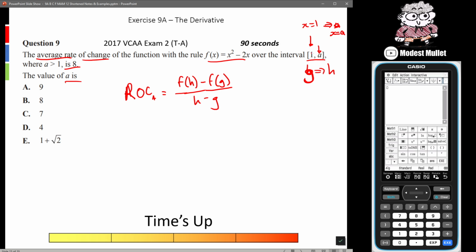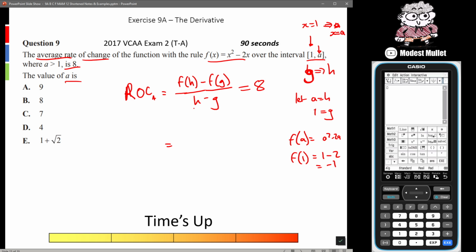So we just need to substitute in our data, and we're told in this case our rate of change is 8. So we're going to let a equal h, and 1 is equal to g. We need to find f of a, which is equal to a squared minus 2a, and we need to find f of 1, which is equal to 1 take away 2, which is negative 1. So we can substitute those in.